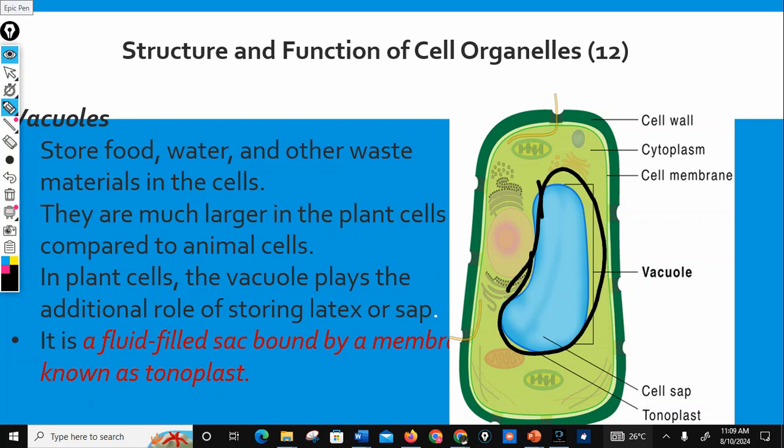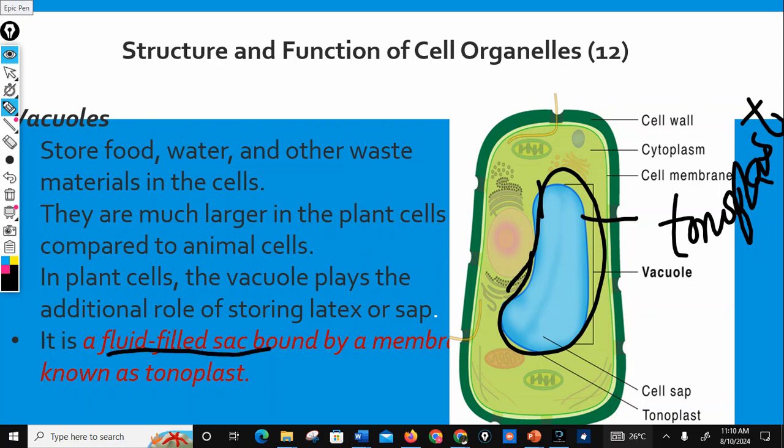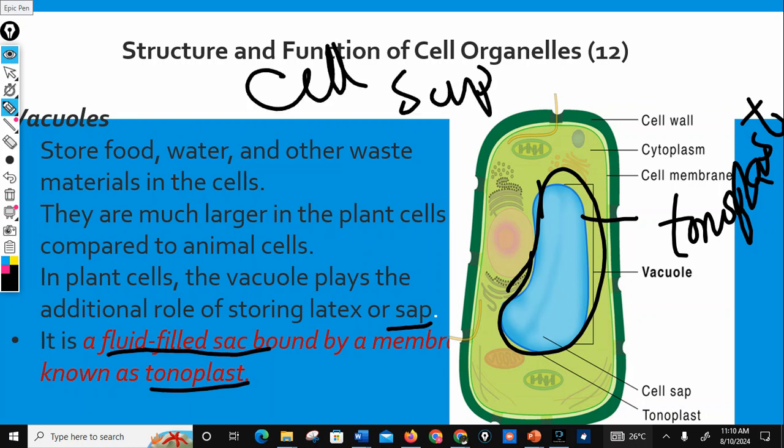And the vacuole is enclosed within what is called a tonoplast, the outer membrane of the vacuole. The vacuole is just fluid filled. It is a fluid sac bound by a membrane known as the tonoplast. It is much larger and it contains sap, called the cell sap.